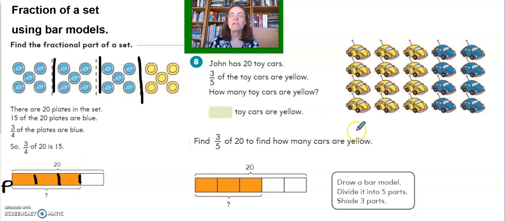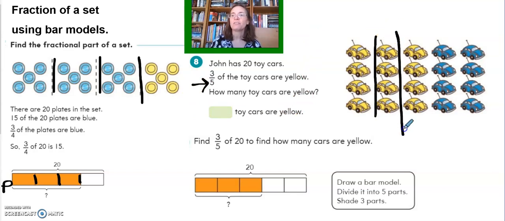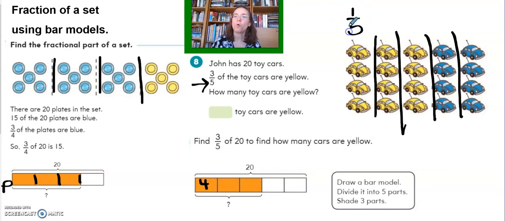Let's give it a try over here. John has 20 toy cars. And it looks like we're talking about fifths again. 3/5 of the toy cars are yellow. So let me just say, well, that's 1, 2, 3, 4, 5 groups. Now down here I have my bar model that's equal to 20, and they already divided it for me into groups. So now the question is, how many in these? Well, there's 4 in each fifth. 1/5 right here is the same as 4 cars. And so now I'm going to do 4 times 3 to find out how many of the cars are yellow. And that would be 4 times 3 is 12.